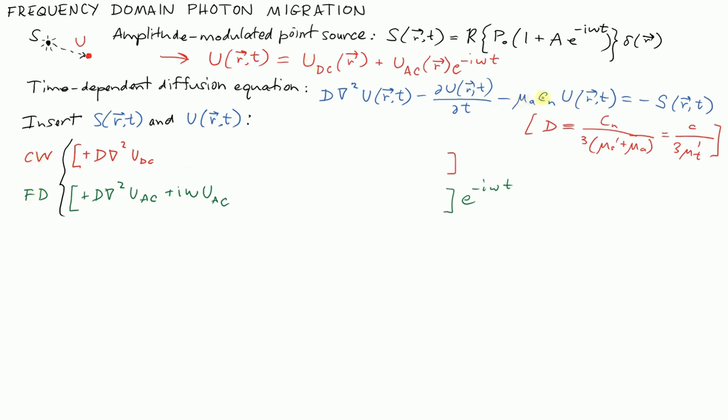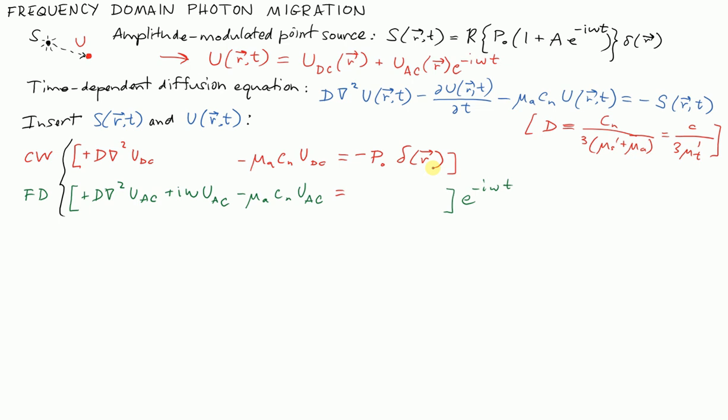The third term in the diffusion equation is this absorption term. That's going to be the same for both of them. Minus mu a, speed of light, and u DC. And on the other one, exactly the same thing. And lastly, I have the source terms. So the DC part of the source is the 1. So I write down minus P naught times 1 times delta function in space.